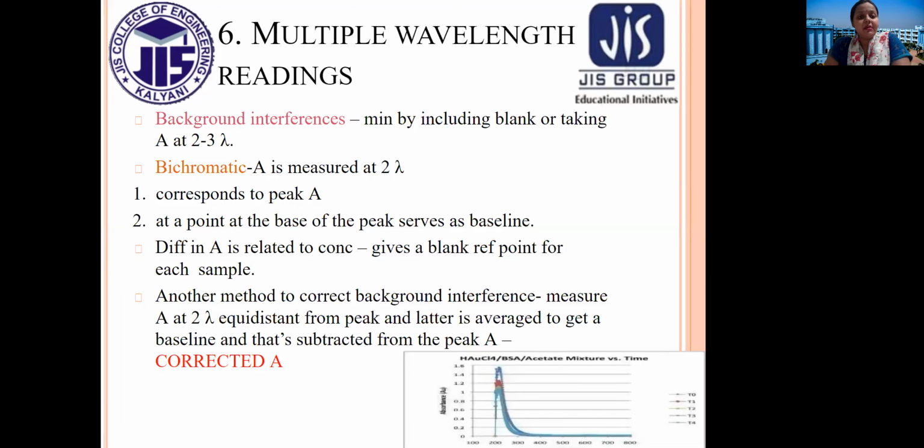Multiple wavelength reading. Background interference is minimized by including a blank or taking absorption at 2 to 3 lambda. In bichromatic measurement, absorption is measured at 2 lambda: one corresponds to peak A, and a point at the base of the peak serves as baseline. Another method to correct background interference is to measure A at 2 lambda equidistant from the peak, and the lateral values are averaged to get a baseline, which is subtracted from the peak A.